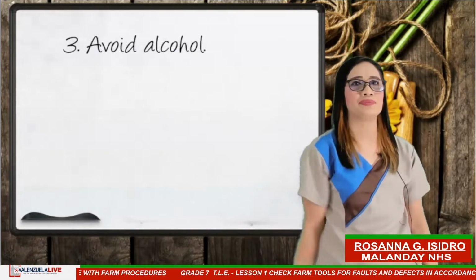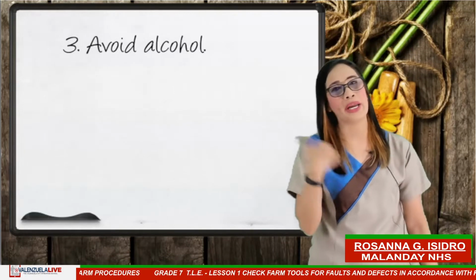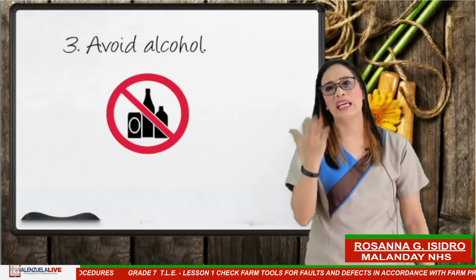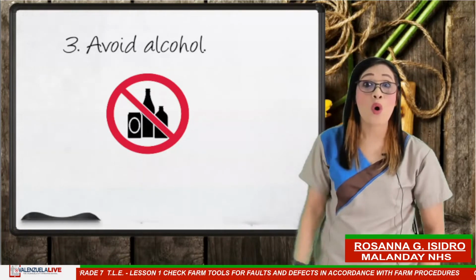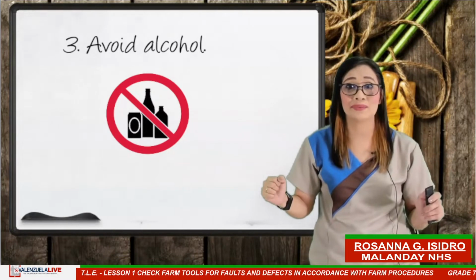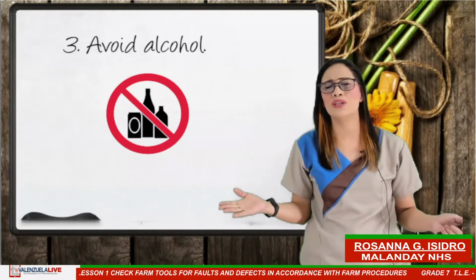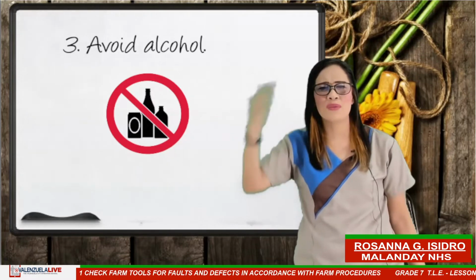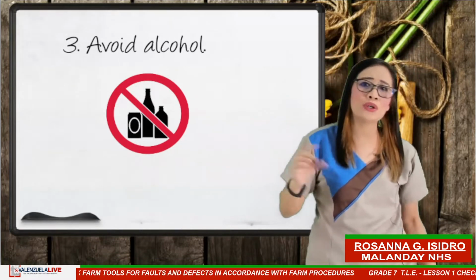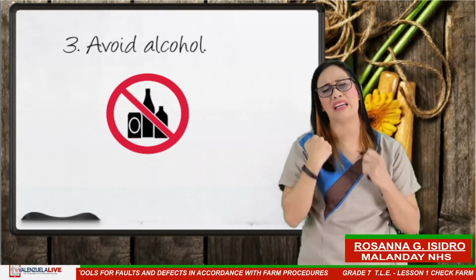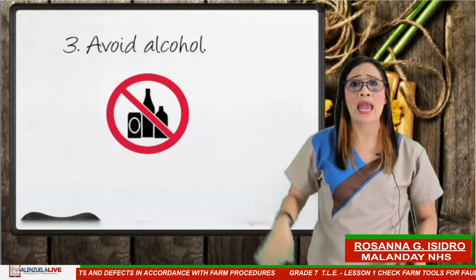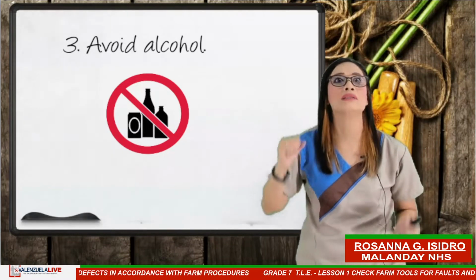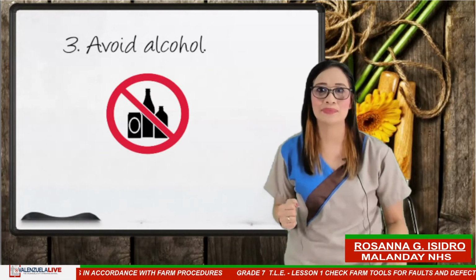Number 3, avoid alcohol. Even one drink can affect the ability to operate the machine. Health problems such as liver disease, brain injury, cancer, and heart problems are strongly linked to drinking alcohol, and the more you drink, the greater the risk.